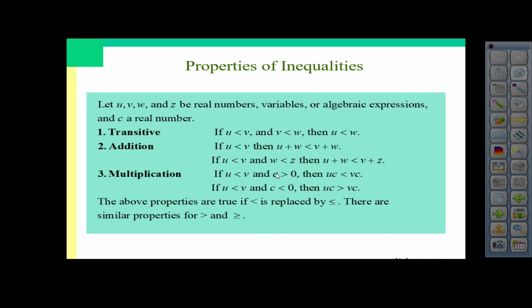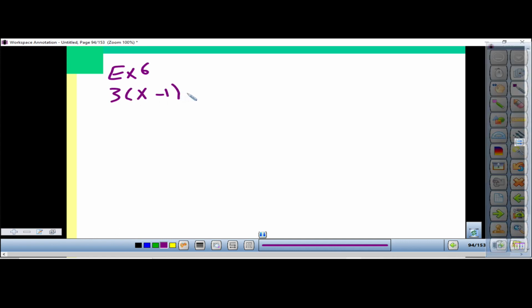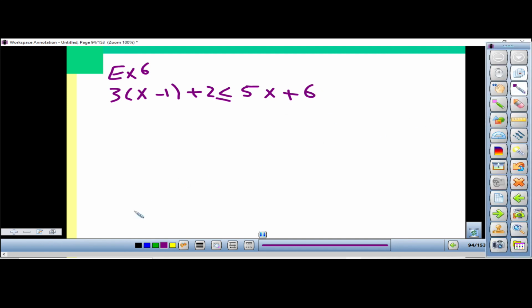Okay, one second. So let me add some things that we need to play with. So let's play with this simple one here. I've got myself example 5. I've got myself something that looks like this: 3 times x minus 1, plus 2, is less than or equal to 5x plus 6. Okay, well, let's get started.